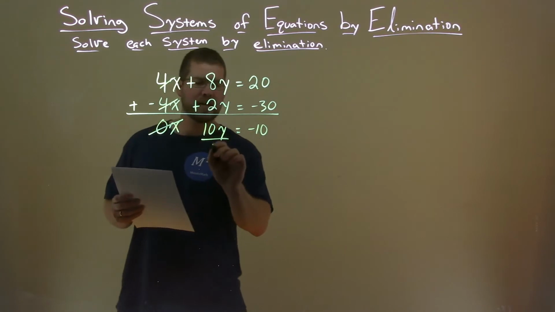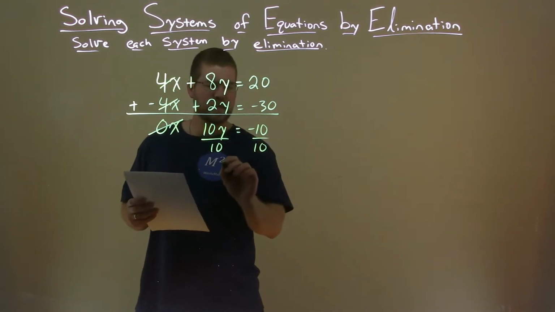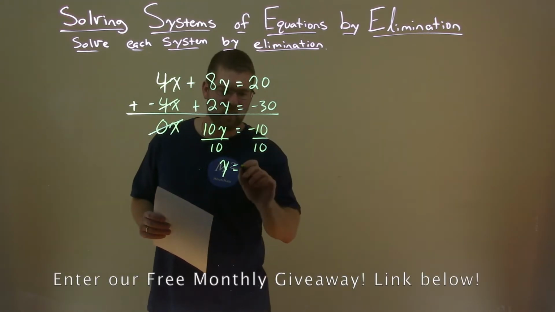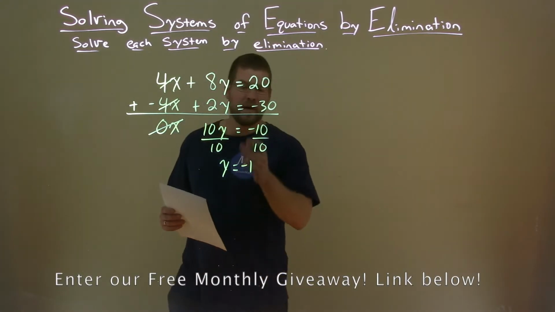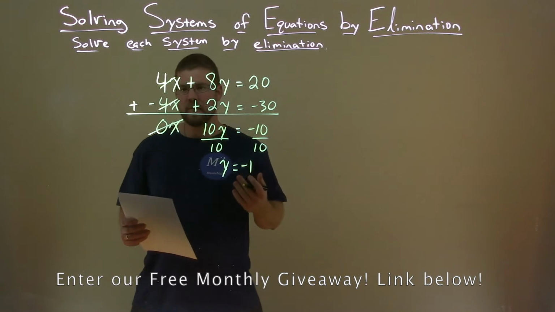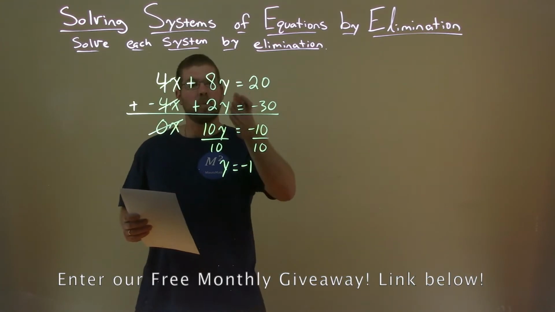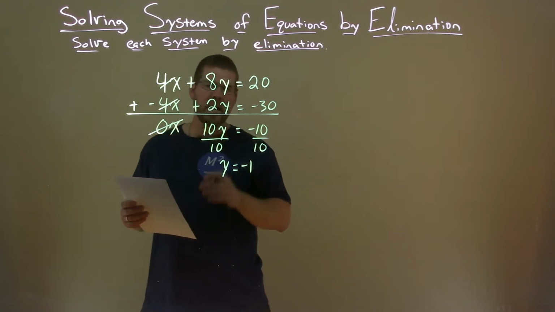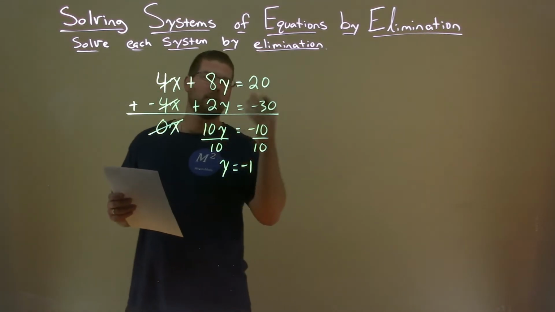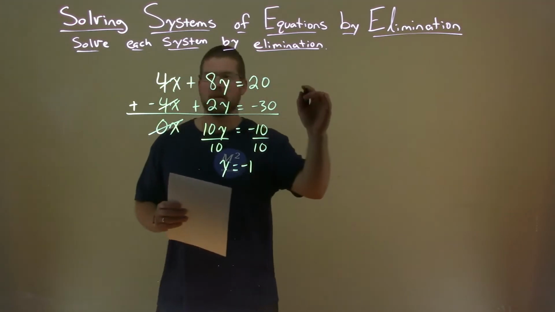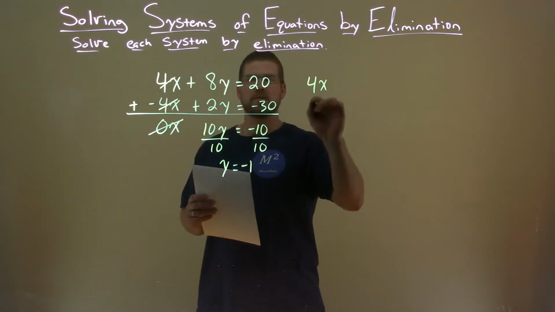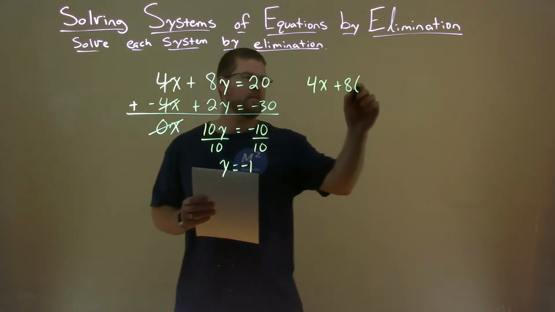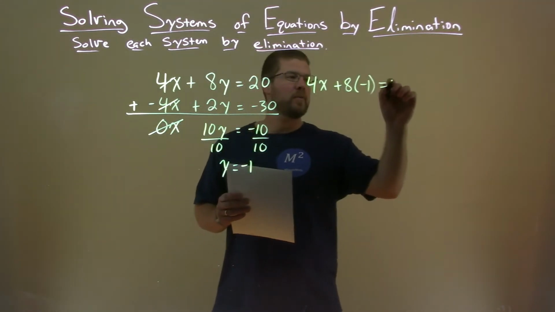Divide both sides by 10, and this one's fairly easy so far. y equals negative 10 divided by 10, negative 1. All right, so we have our y value. We need to find our x value. At this point, we can pick either one of our equations to solve for x. Okay, let's go with, why not, the first one here. So I take the first equation, 4x plus 8, and instead of y, I'm going to substitute negative 1. And we have it equal 20.